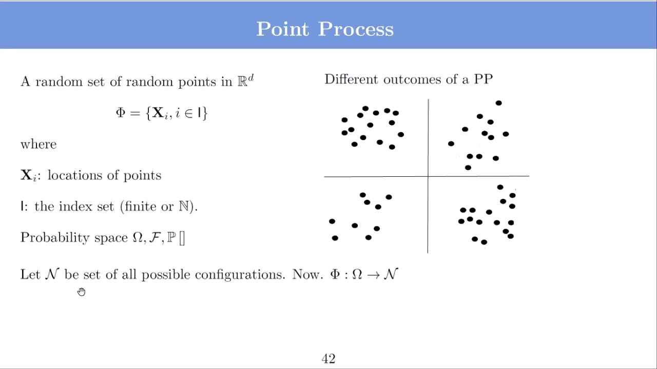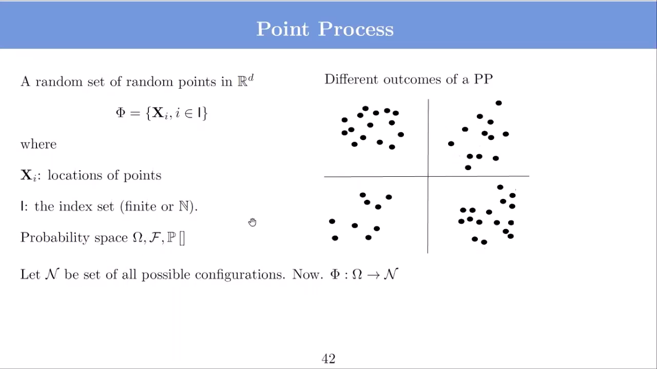So if my probability space is (Omega, F, P), capital Omega is the sample space, F is a sigma algebra, and P is the probability measure on that. And then let N be the set of all possible configurations of points. This is one configuration of points, one way you can arrange some points in space. So let N be the set of all possible configurations. Then you can see that the point process maps Omega to N.